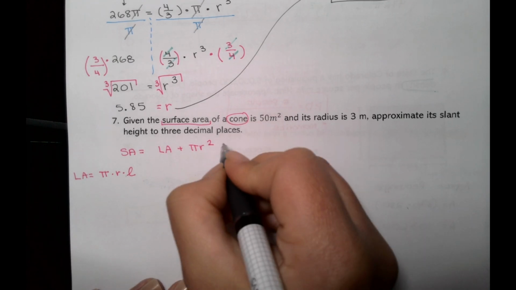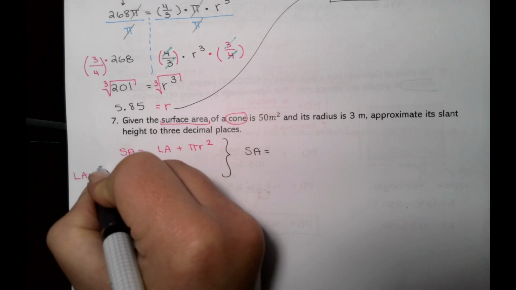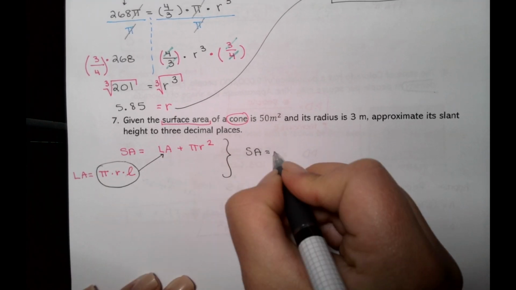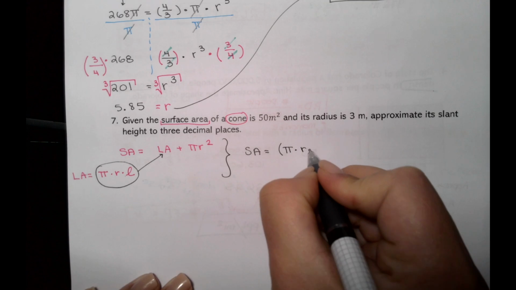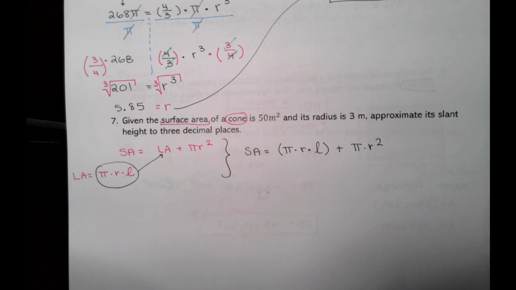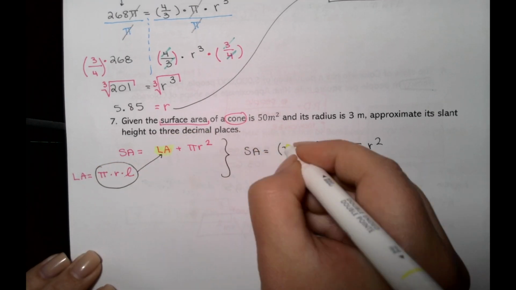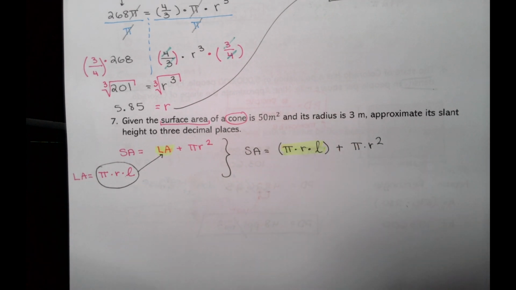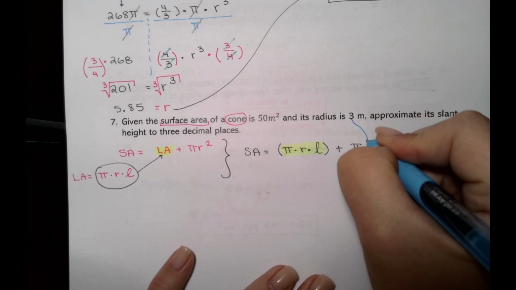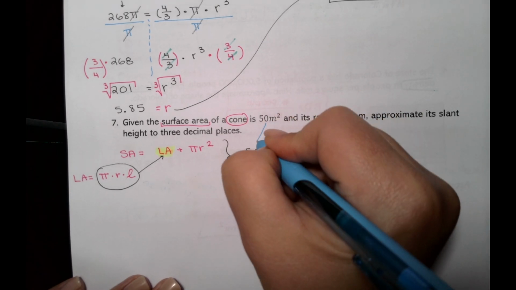I'm going to combine these just to show you that surface area is your lateral area of pi times r times your slant height plus pi r squared. I'm going to highlight that for you so you can see what I'm talking about. This lateral area is this lateral area here. Okay, let's keep reading. And its radius is 3 meters. So we know that its radius is 3. And we know that the surface area is 50.